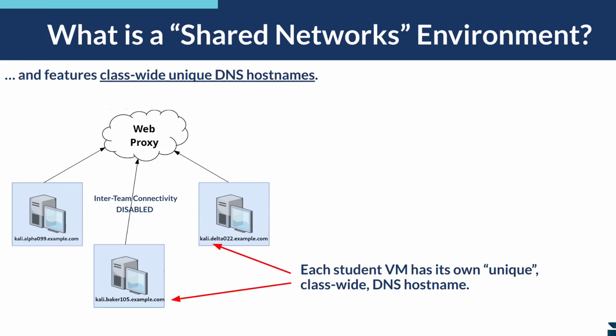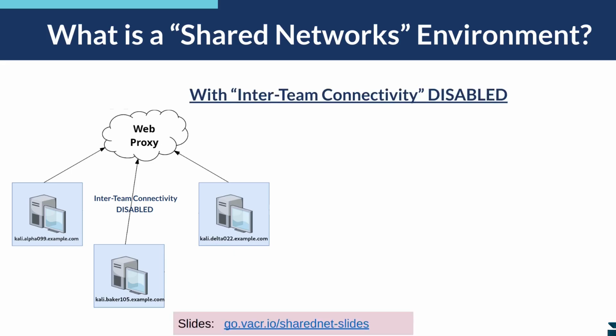You'll notice one other thing that's different is the host name. We alluded to this already. For example, if there was a kali.example.com in the old days, now it's kali.teamname.example.com. In this case, alpha099.example.com is that first team on the left, and delta022.example.com is the team on the right. Each host in their network has its own unique host name.